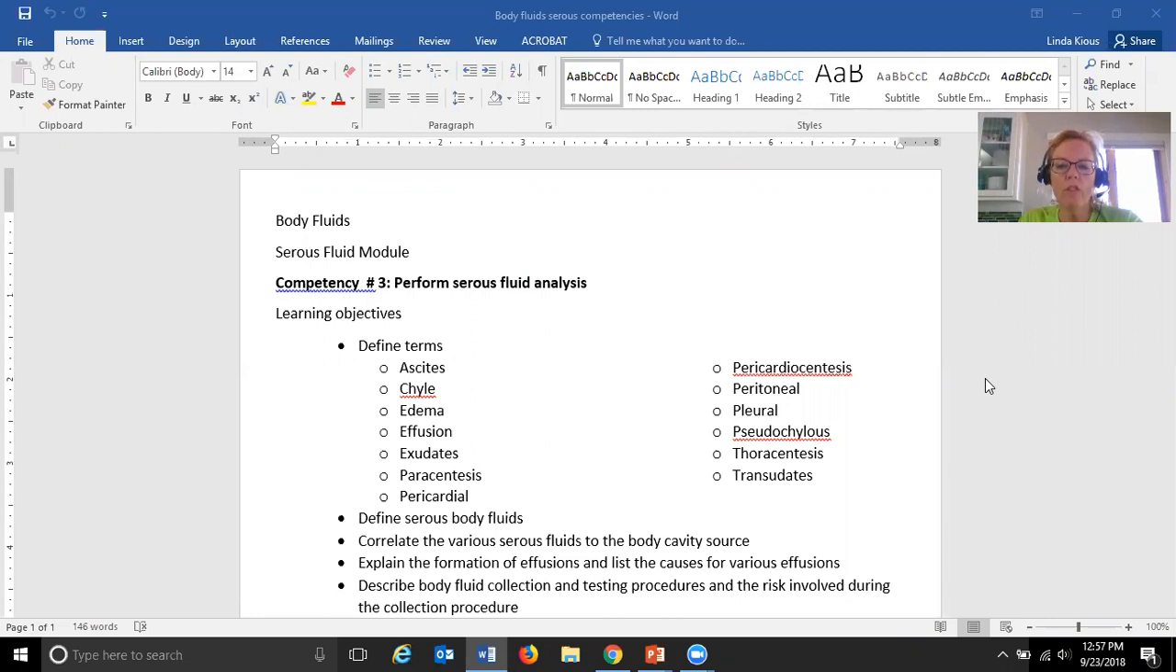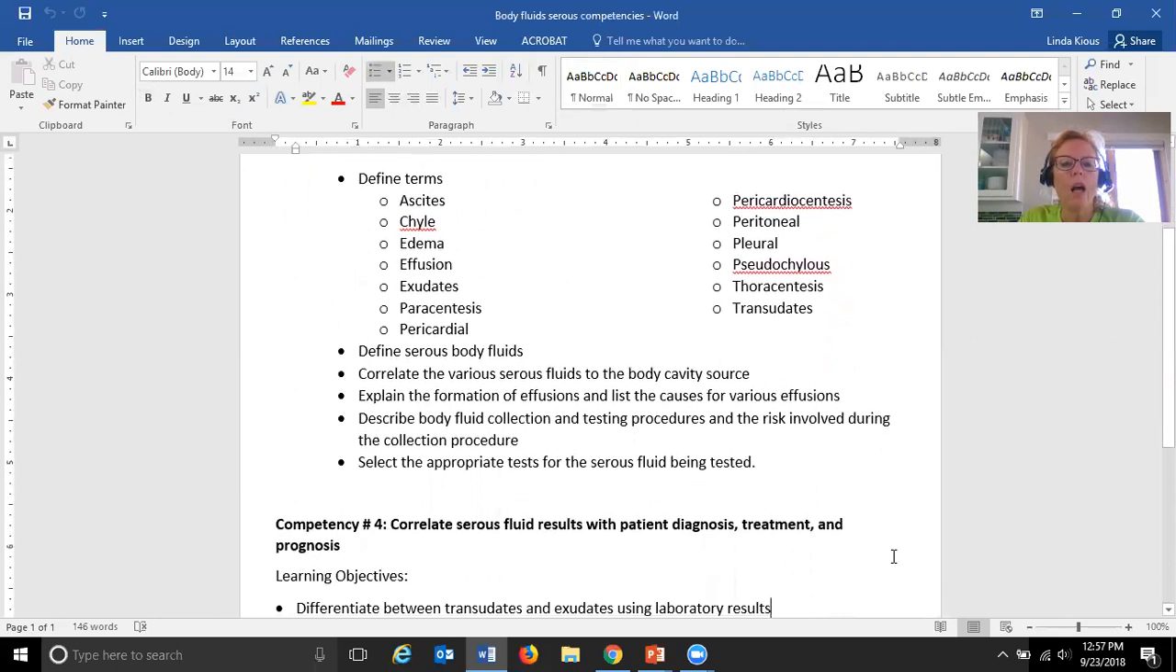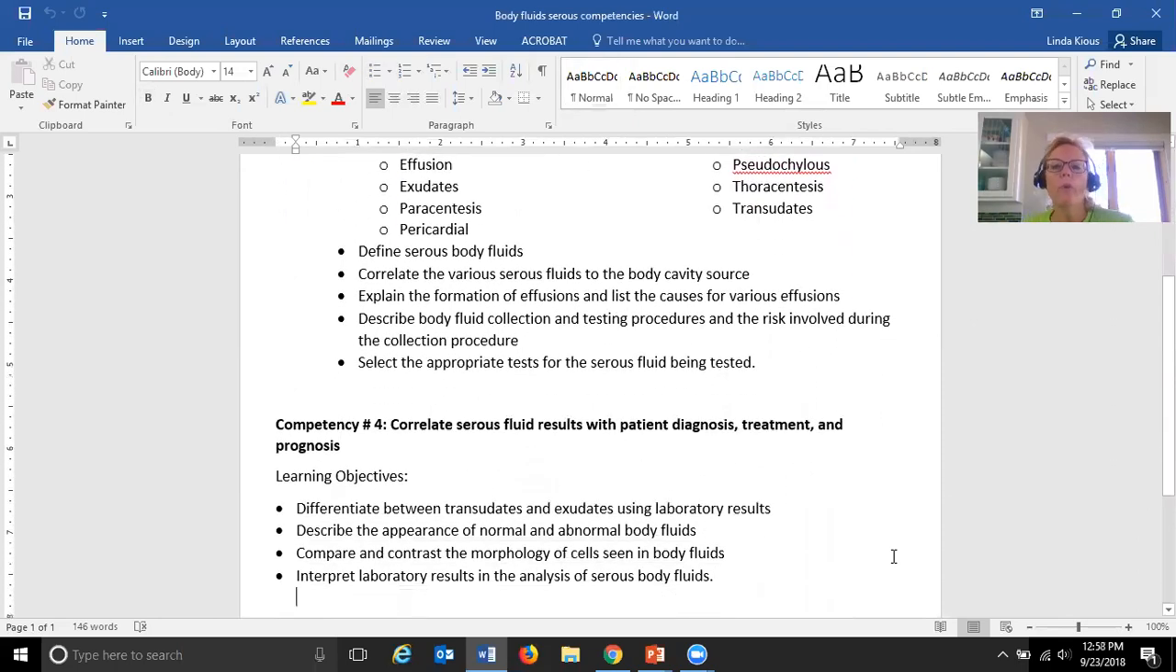We're going to talk about effusions and why effusions can occur, and we're going to describe body fluid collection, processing, and the risks involved during the collection procedure. We'll also talk about the appropriate tests for the fluid being analyzed and correlate the results with patient diagnosis and treatment. We'll talk about the difference between transudates and exudates and how we can tell them apart using laboratory results, and we'll describe the appearance of normal and abnormal body fluids.